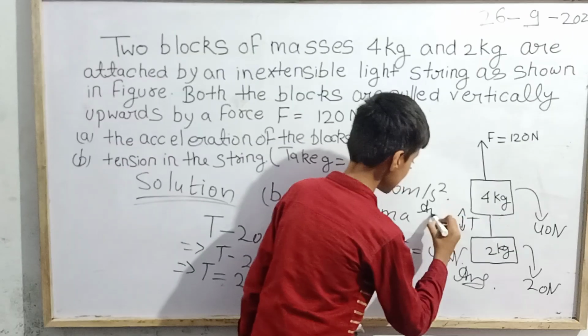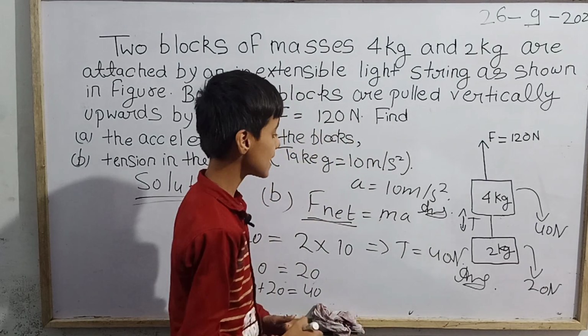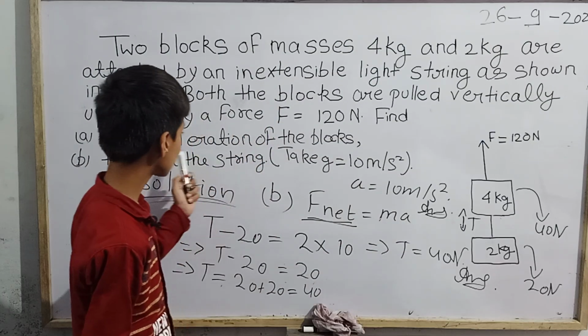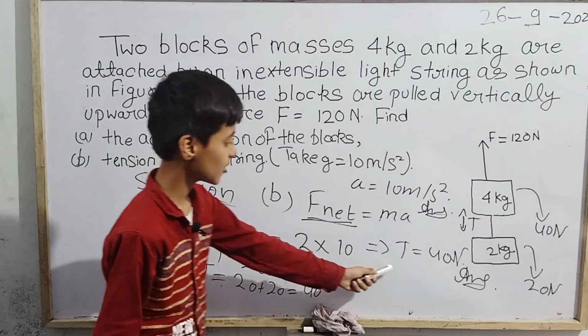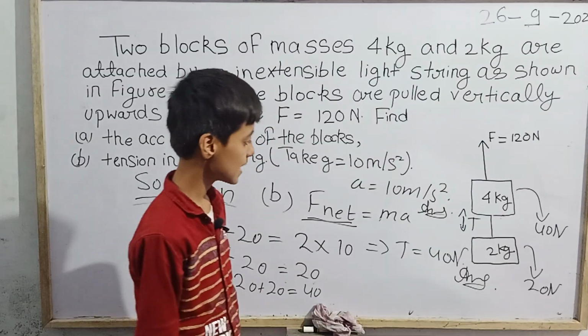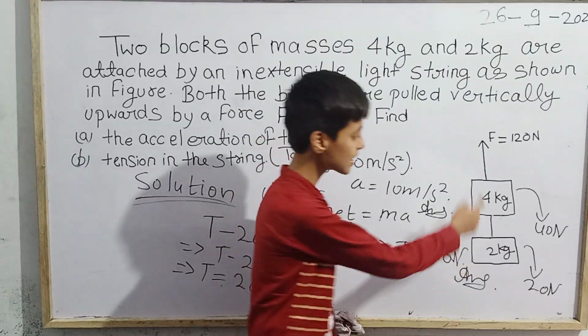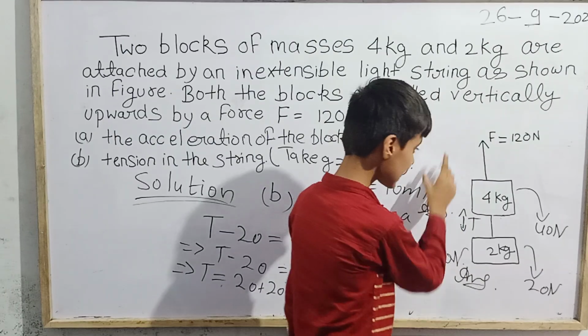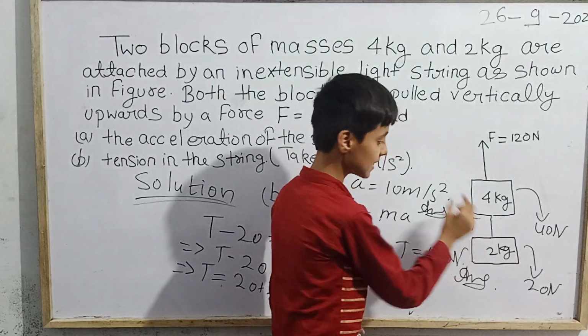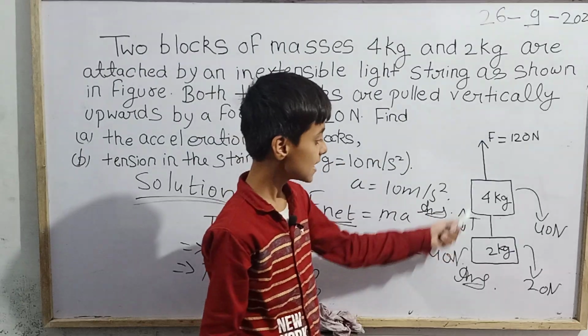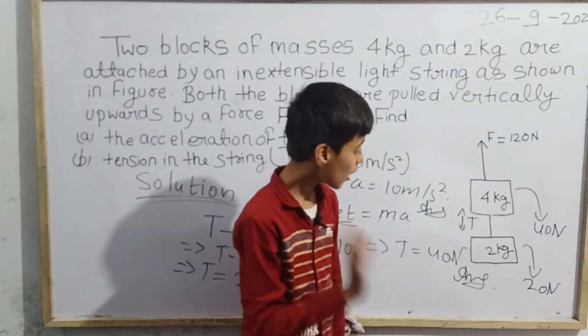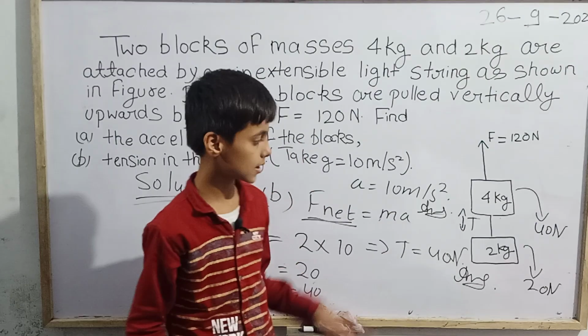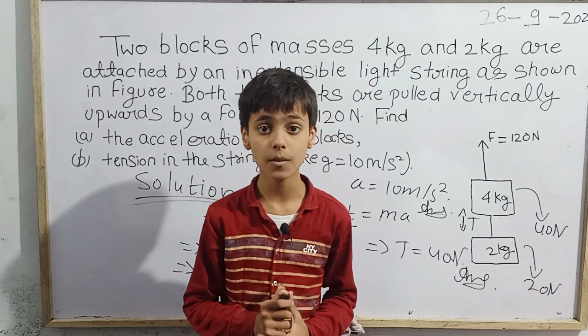The first answer was A equals 10 meters per second square for part A, and for part B it is T equals 40 newtons. So finally, the acceleration of the entire system is 10 meters per second square upward, and the tension generated in this string is 40 newtons. So this was my today's topic. Thank you.